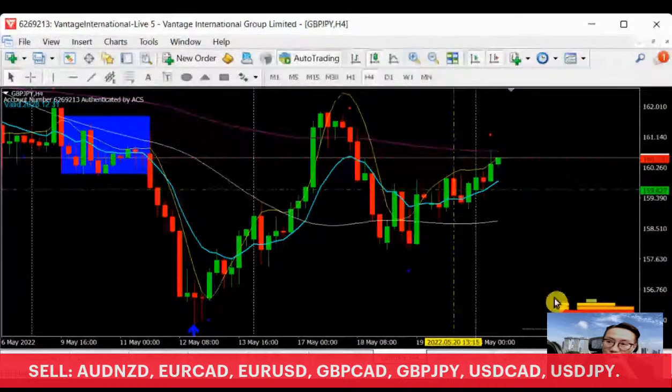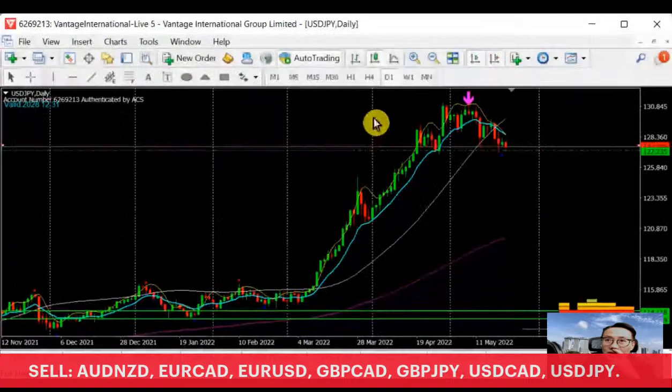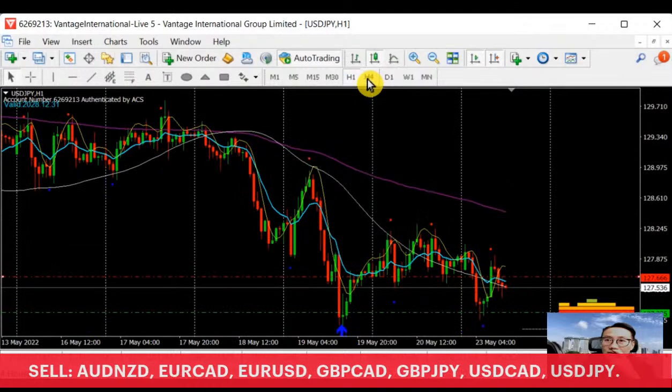How about dollar CAD? Tentatively, nothing. Dollar yen, once again, dollar yen.